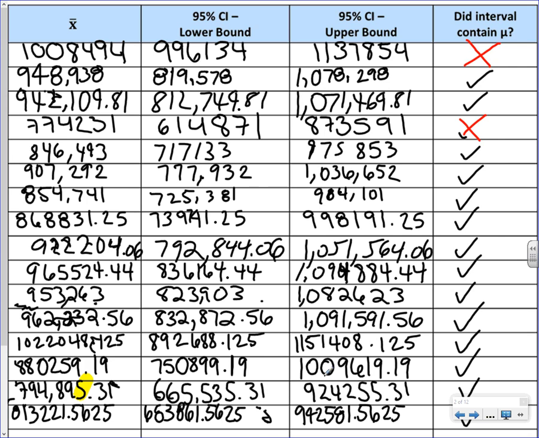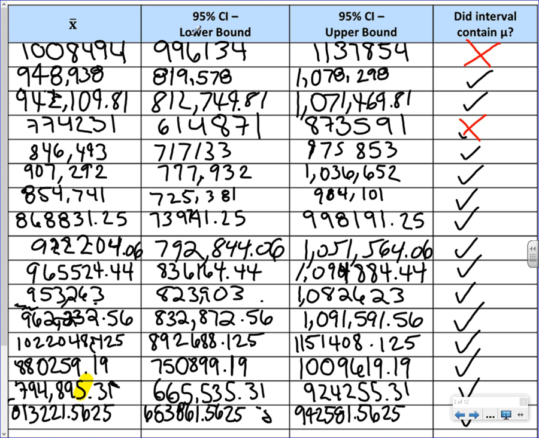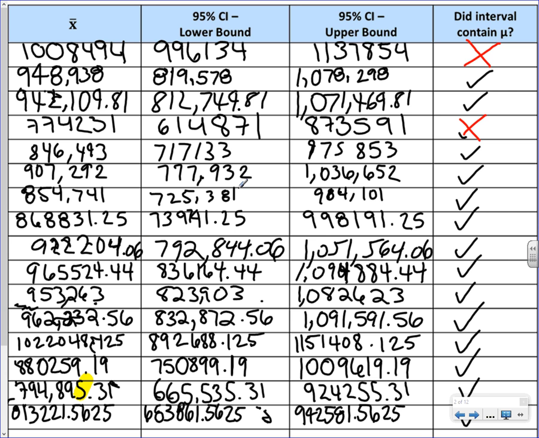I gave the students the sigma here, 264,000. The sample size, they took samples of size 16. And then we created these confidence intervals. What we saw was that, if this was the true mean, we were looking for how many of our intervals didn't contain the true mu. When we look through all of these, only 2 of them didn't contain the true mu. The rest of them did.